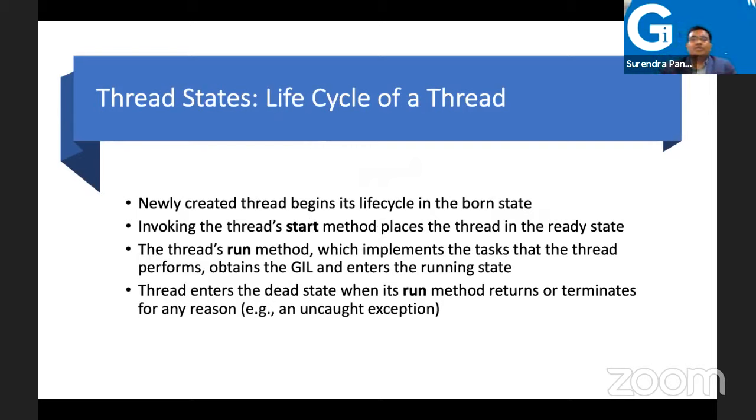So here in this case, the start method is in the ready state. And when the run thread is there, it implements the task that the thread performs, which includes the GIL, that is the global interpreter lock, which enters into the running state here. And the thread enters into the dead state when its run method returns or terminates. So when a thread is terminated, you can say there is one state called the dead state also available. We'll also see when the thread goes into the dead state, what is a daemon thread, all those things we'll be understanding.